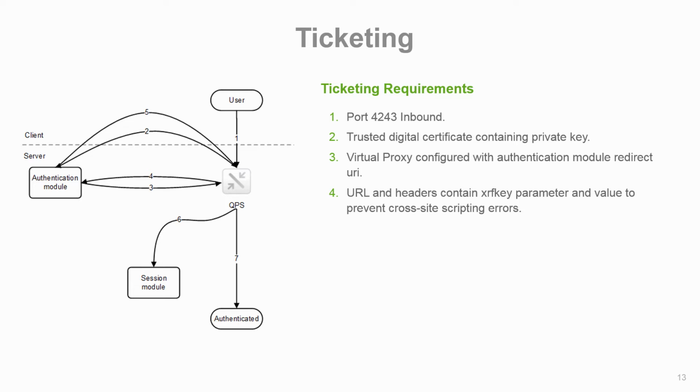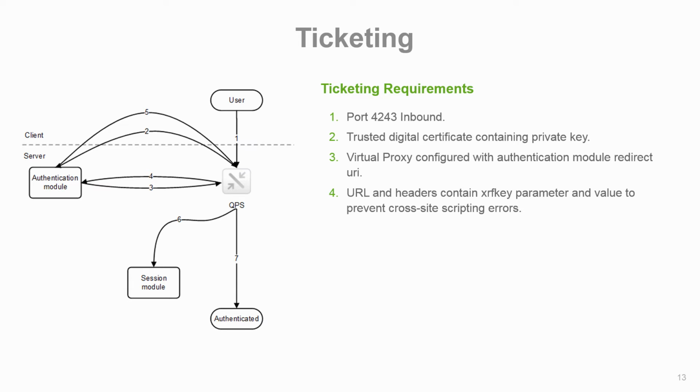So for ticketing, the process goes something like this. The user makes a request to the Qlik proxy service, and they're immediately redirected to an authentication module. So if you think back to what we talked about before, identity management like Active Directory, maybe there's a web page where you enter in a user ID and password. You do that, and once that happens, the authentication module sends back to the Qlik proxy service, hey, this person is confirmed. Their identity has been confirmed.